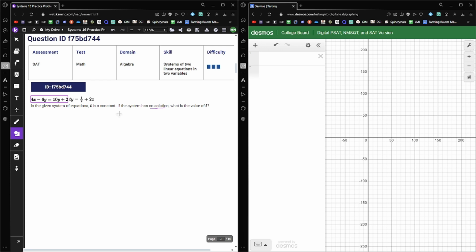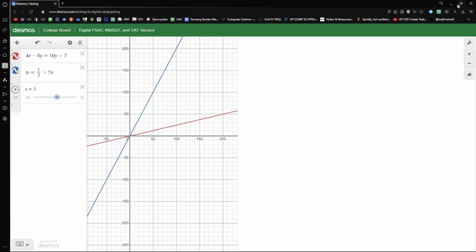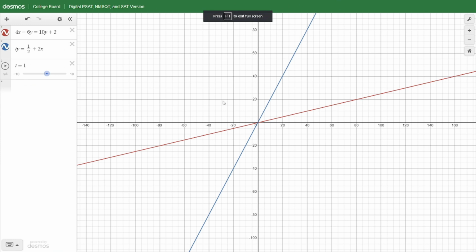Anyways, we're going to do the exact same thing we just did with the last question, and we're just going to put it in Desmos and start trying out numbers. So 4x minus 6y is equal to 10y plus 2. Then we have ty is equal to 1/2 plus 2x. Now we do have to add our slider. And let's start trying points. I'm going to full screen from the get-go, so it's a lot easier to see.